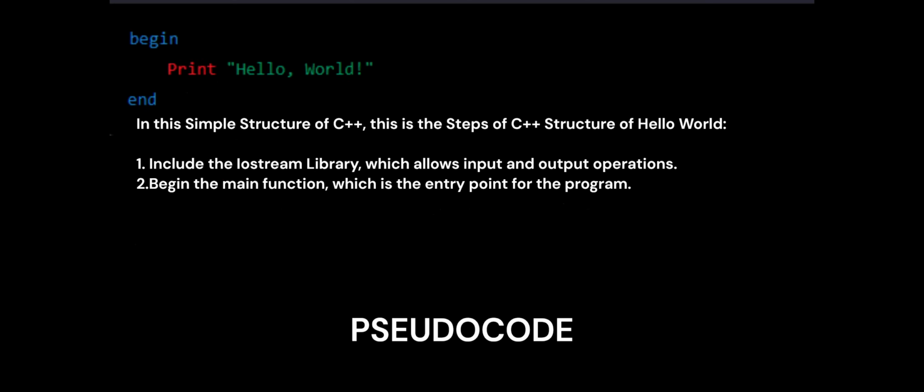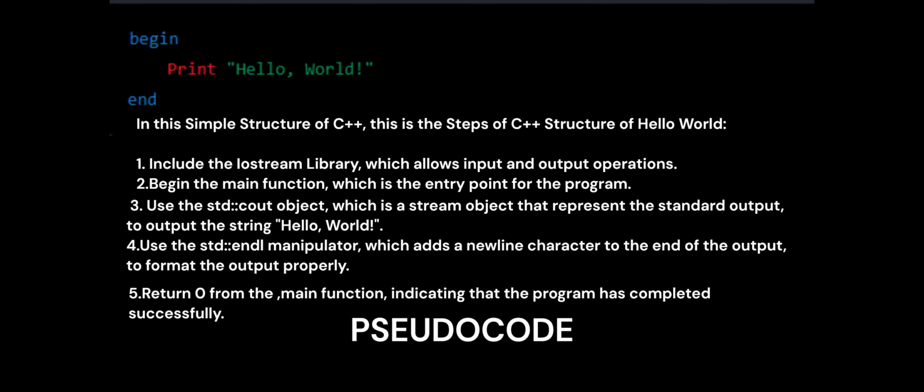Pseudocode. In this simple structure of C++, these are the steps of the C++ structure of Hello World. The first step is to include the iostream library, which allows input and output operations. The second step is to begin the main function, which is the entry point for the program.